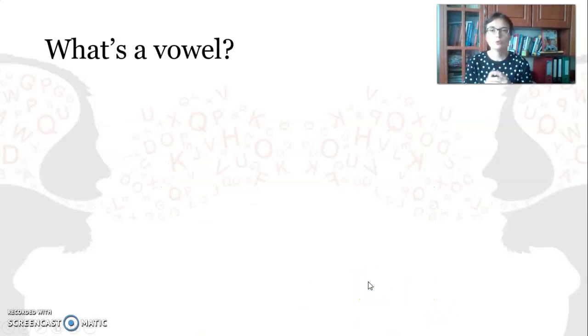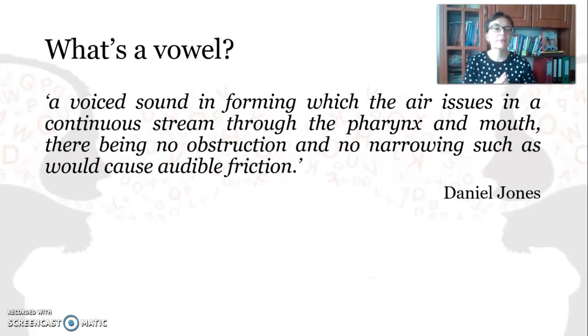Now let's try to define what a vowel sound is. First, let's examine Daniel Jones's definition of a vowel. A vowel is a voiced sound in forming which the air issues in a continuous stream through the pharynx and mouth, there being no obstruction and no narrowing, such as would cause audible friction. What does this mean? We shall pay attention to the words continuous stream and no obstruction and no narrowing.